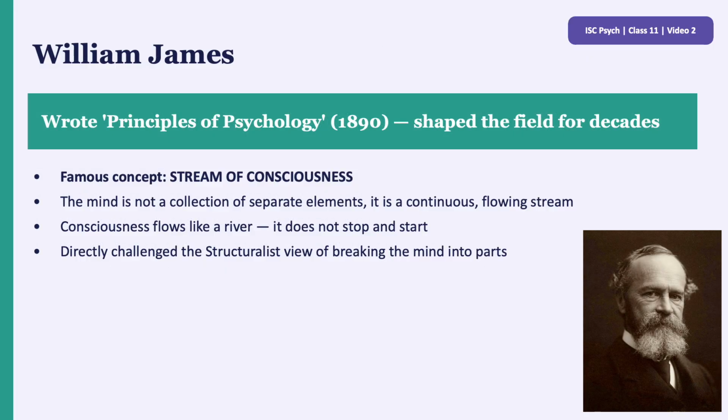The most important name associated with this school is William James. James was an American psychologist and one of the most fascinating figures in the history of psychology. He wrote a landmark book called Principles of Psychology in 1890, which was so comprehensive and well written that it shaped the field for decades. He directly challenged the structuralist view of breaking the mind into parts.